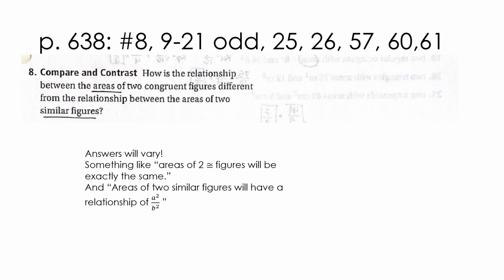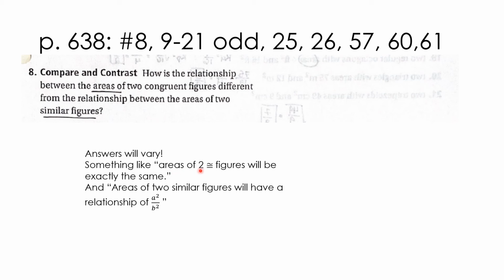We're going to start with number 8, which was a compare and contrast question. It asked how the relationship between the areas of two congruent figures differs from the relationship between the areas of two similar figures. I tell you guys this in class all the time. Please don't just copy and paste what I have on my PowerPoint, because your answers are going to vary. Everyone's answer to this will look a little bit different.